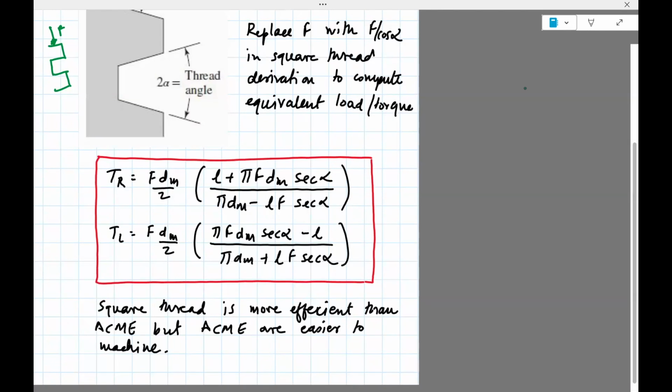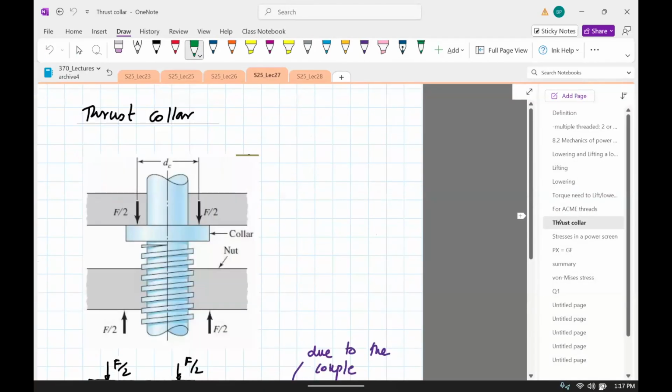The square thread is more efficient than an ACME thread because your force is coming directly normal and not at an angle, but ACME threads are easier to machine. So it probably means that ACME threads would be cheaper than square threads. So it's a matter of convenience versus efficiency.